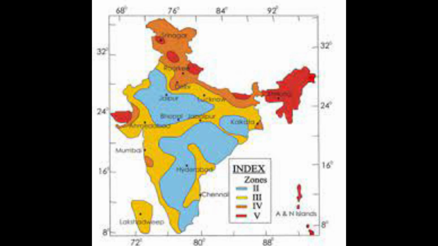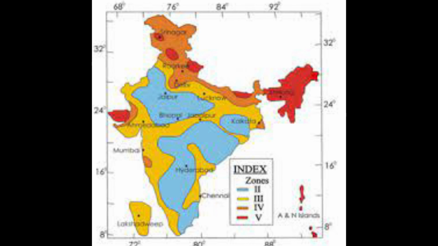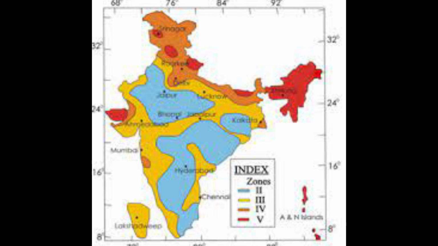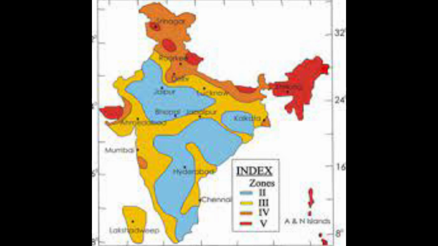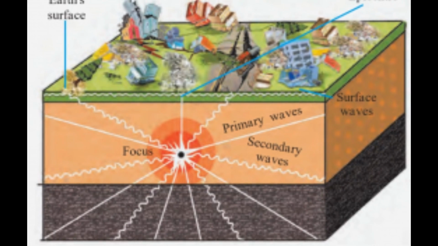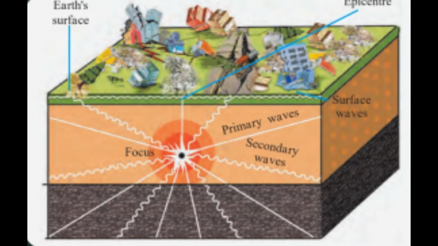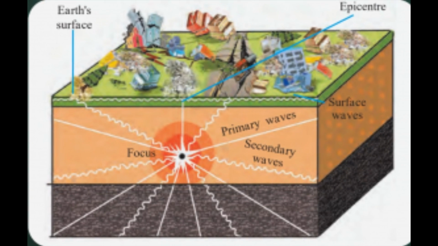2. Indo-Gangetic Plain. This zone covers the northern part of India, including states like Uttar Pradesh, Bihar, and West Bengal. The Indo-Gangetic Plain is a sedimentary basin formed by the deposition of alluvial soils brought down by rivers like the Ganga and the Brahmaputra.